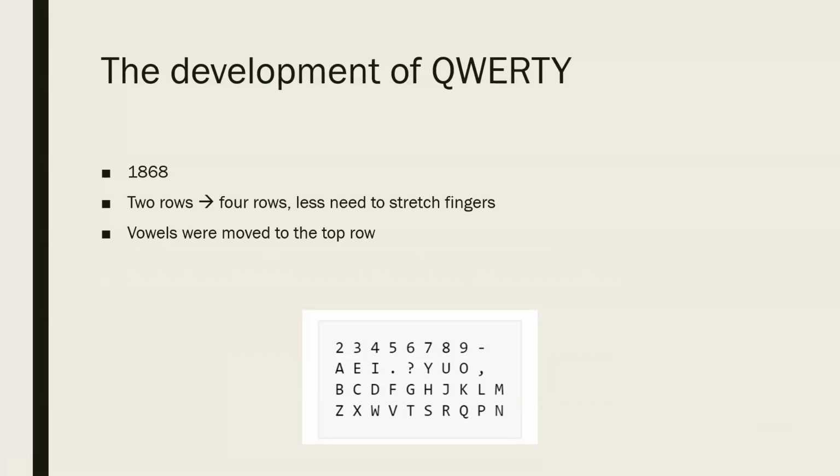We can also see that there are some slight movements. The vowels were all moved to the top row, so there's some kind of reorganization here. And the consonants N through Z were flipped in direction. So this was a fairly simple change in the initial layout of QWERTY.